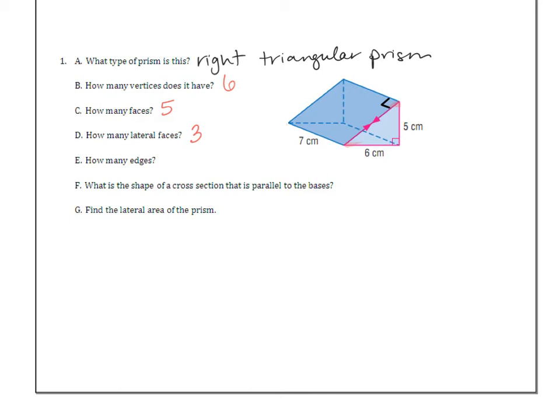How many edges does it have? All right, let me show you what I mean by edges. Edges include base edges and lateral edges since it doesn't specify. So we have 1, 2, 3, 4, 5, 6, 7, 8, 9. So there are 9 total edges.